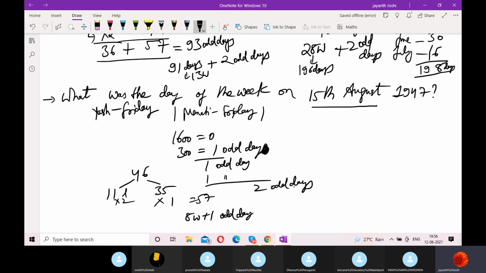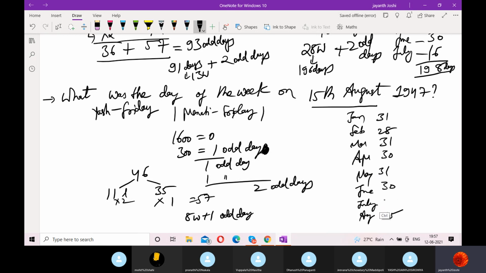But we need 15th August also. So we will take Jan, Feb, March, April, May, June, July, August. So here we'll write 15. 1947 is an ordinary year, not divisible by 4. So 31, 28, 31, 30, 31, 30, and here July how many days? So altogether it will be 227 days.